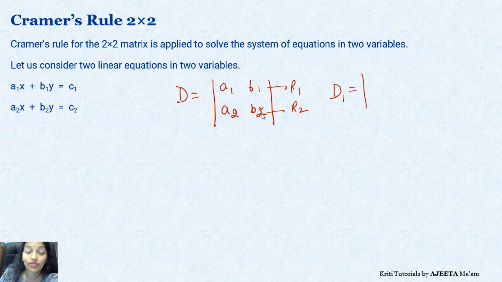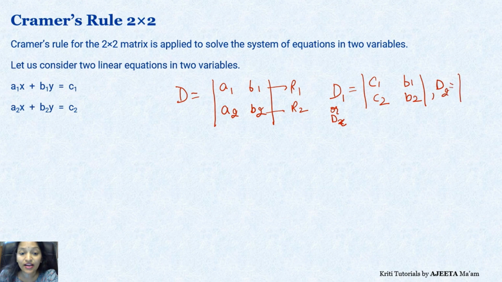As I said, it will be the determinant of the constant terms and the coefficient of y. So a1, a2 was the coefficient of x. This a1, a2 will be replaced with c1, c2. And then b1, b2 will come as it is. This is your D1, or in some books we will see Dx, because we are replacing the x variable with the constants. Now D2.